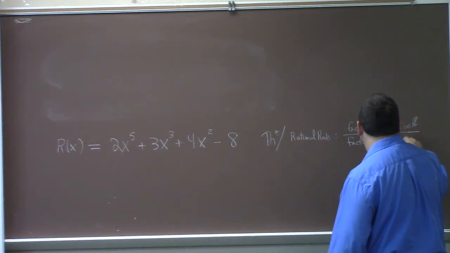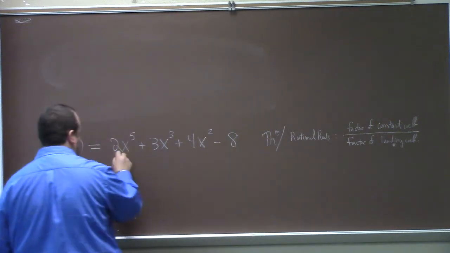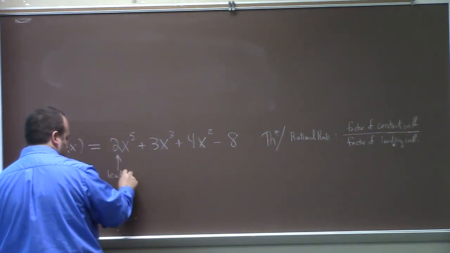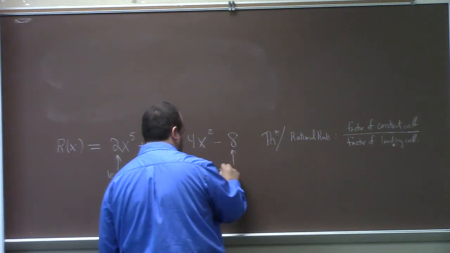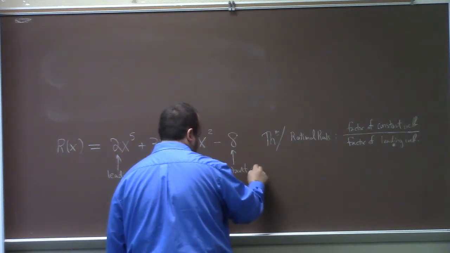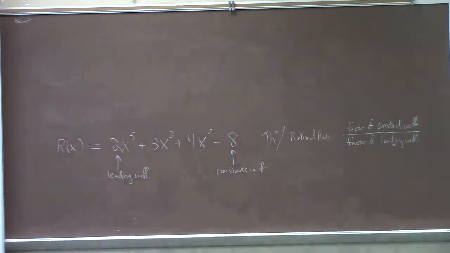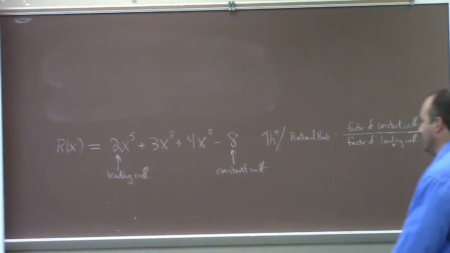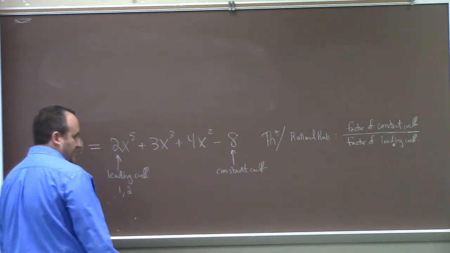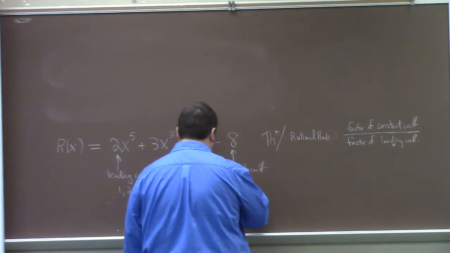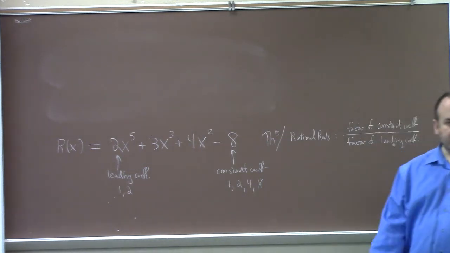So here, the leading coefficient is that, right? And over here, you've got the constant coefficient. And so what are the factors? 1 and 2, right? This one has factors 1, 2, 4, and 8. And of course, plus or minus, right?